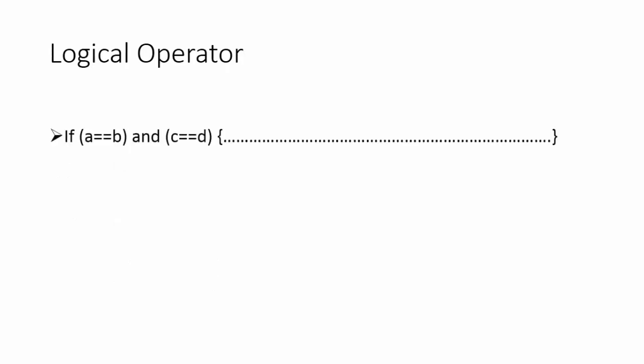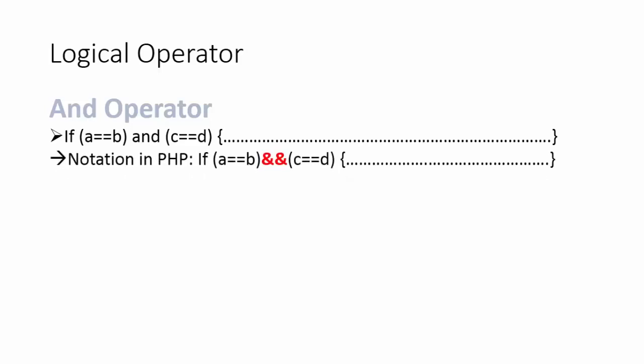Then we have the logical operators. We have two logical operators. First one is the AND operator, which only works when the two conditions are true. So if A is equal to B and C is equal to D, then we are going to process the if condition. And for the notation of the AND operator, we use the double ampersand sign. You can see it in red color.